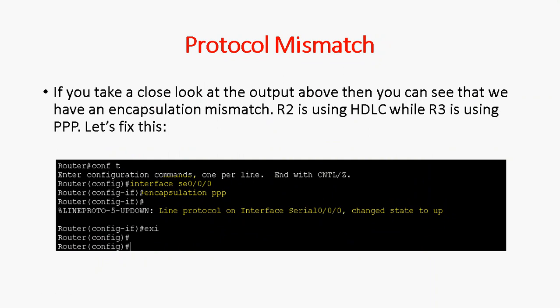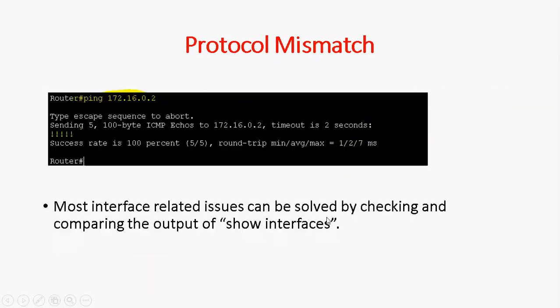After a couple of seconds the line protocol changed to up. Here we can see that log message. Now I am trying to ping from R2 to R3, and I am able to reach the R3 router. So now the problem is resolved. Most interface related issues can be solved by checking show interface and comparing that output from both interfaces, so you can easily identify what the issue is.